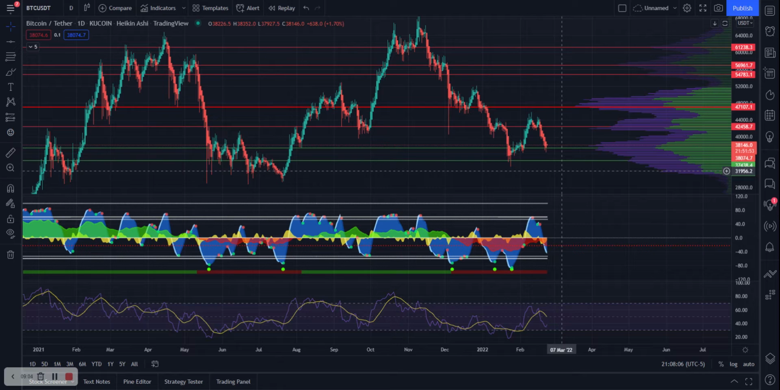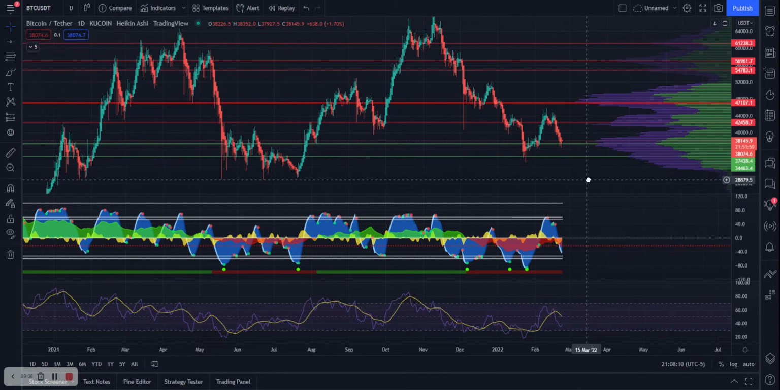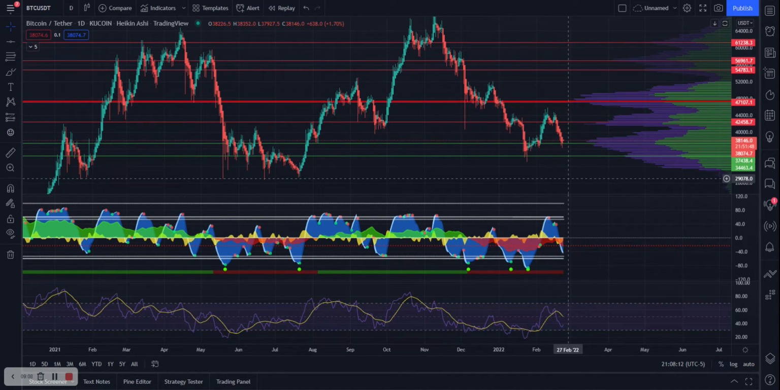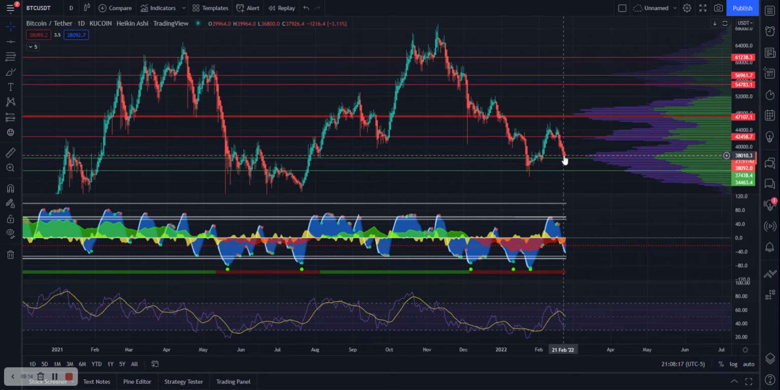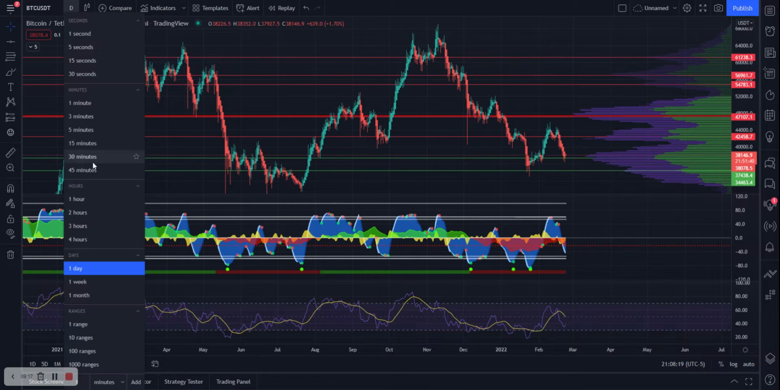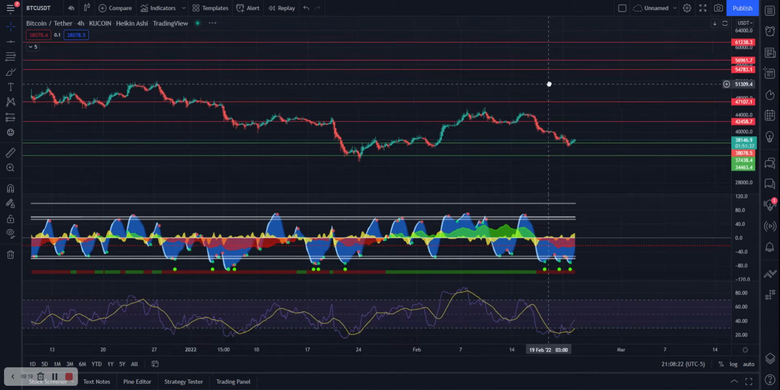So nothing too definite here. We're going to have to drop into lower time frames to see what exactly we're doing. But it's worthy to note that we're in a larger downtrend, though we are seeing some recovery here. So just noting that going forward, we are going to the 4 hour.